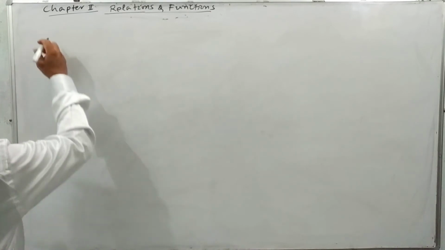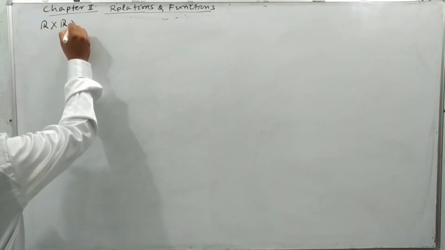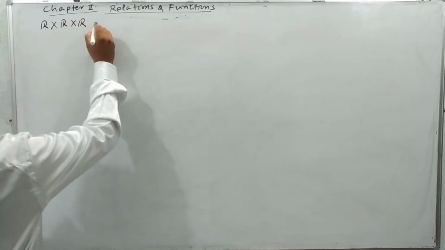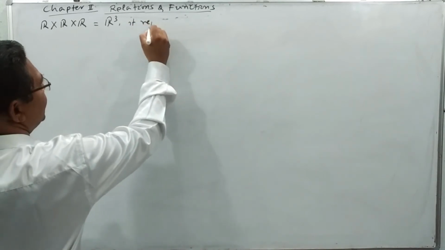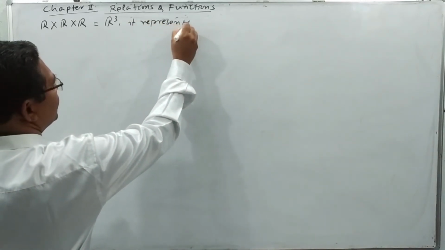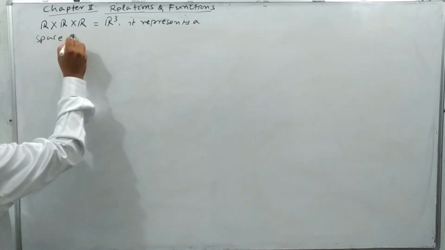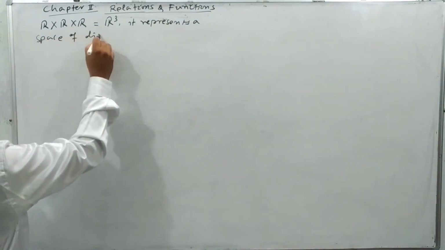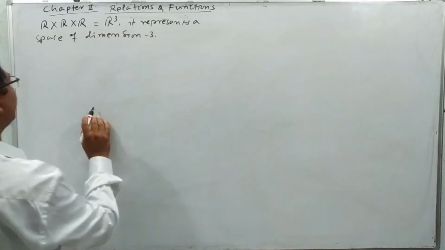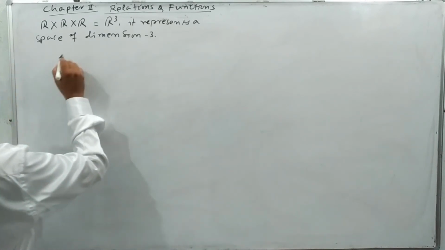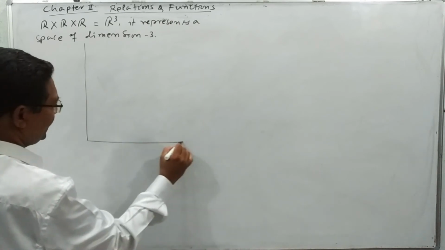If we take the real set R and make the Cartesian product with three real sets, we get R3. It represents a space of dimension 3. Extensively, we have 3 dimensions.